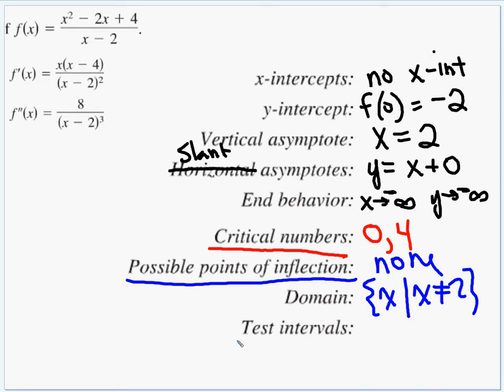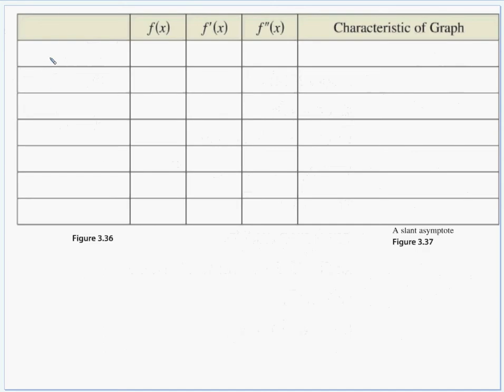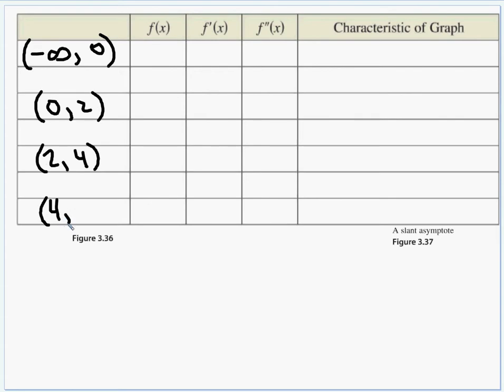Now the intervals are chopped up by the critical numbers and the asymptotes. So we had critical numbers at 0 and 4, an asymptote at 2. So 0, 2, and 4 are going to be the numbers to determine our intervals. So we're going to go negative infinity to 0, 0 to 2, 2 to 4, 4 to infinity. And of course, we're going to check exactly what's going on at 0, exactly at 2, and exactly at 4.